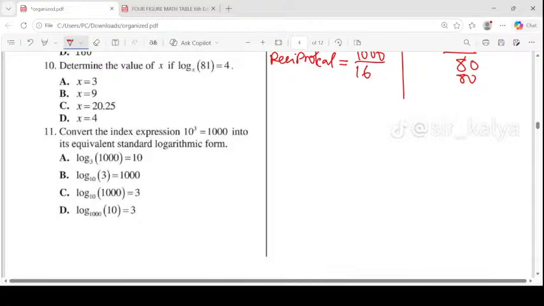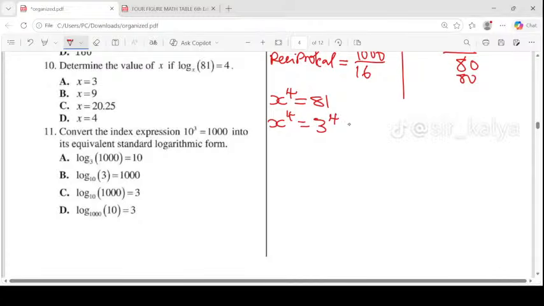In index form, we can have that written as x power 4 is equal to 81. And when you have 81, this is like saying x power 4 is equal to which number raised to the power of 4 gives you 81? It is 3. So this is just like saying 3 to the power of 4.